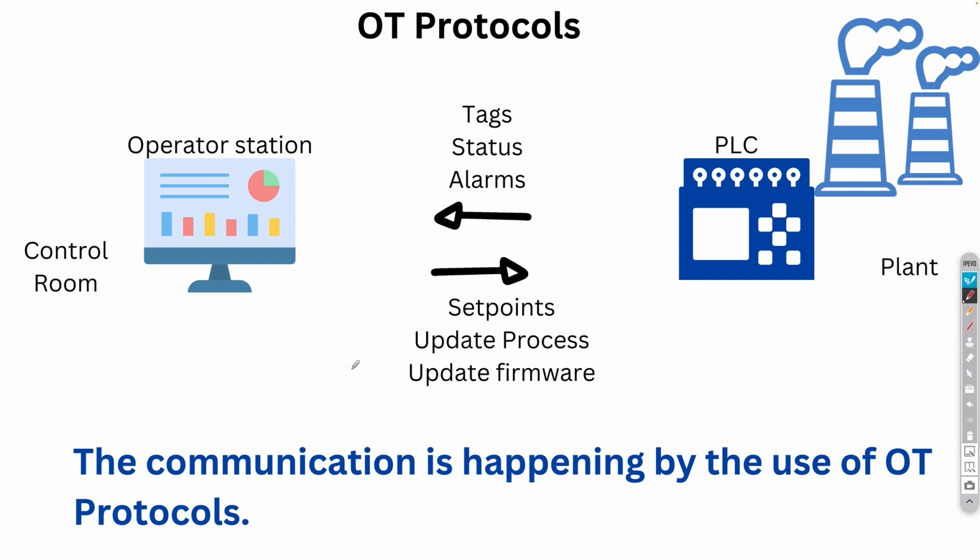Now, OT protocols will actually be doing what we are expecting in terms of either reading the tags or status, or transmitting alarms, or updating the set points, or updating a process, or maybe an update for a firmware. You might have the operator station, like an engineering workstation, trying to fix something in the PLC, on the program. Maybe an operator just monitoring, updating a value, or just changing the set point for the PLC. So that's usually what the OT protocols will be doing.